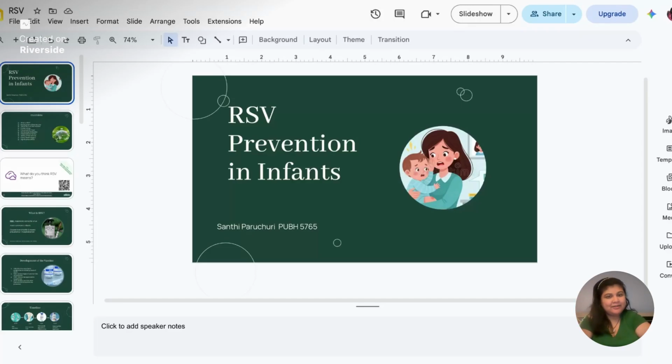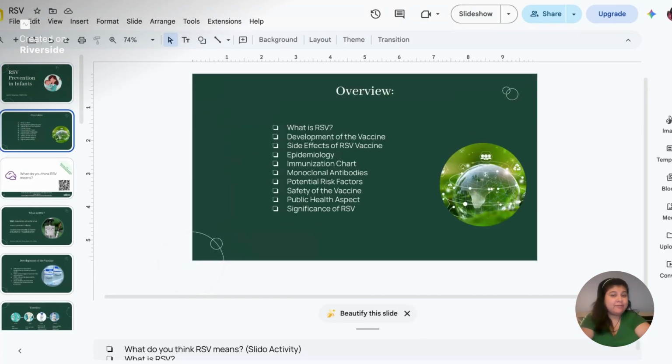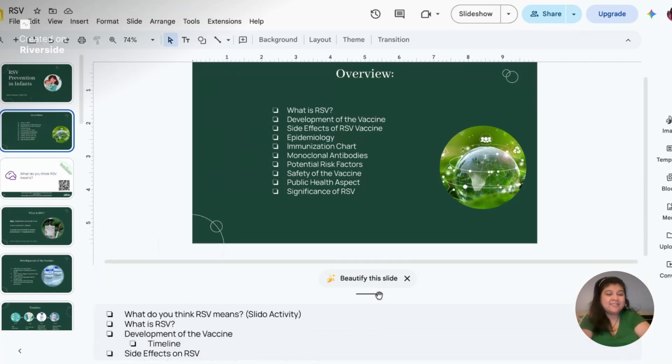Today I will be talking about RSV prevention in infants. In today's overview, I will be talking about what RSV is. I have also included a special fun activity for us. What do you think RSV means to yourself? This will show me what experience you have of learning about it, and I can see what our classmates say, and also what our professor thinks as well.